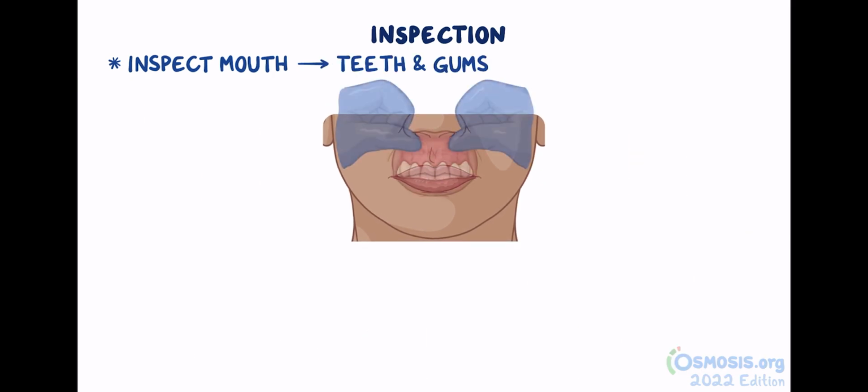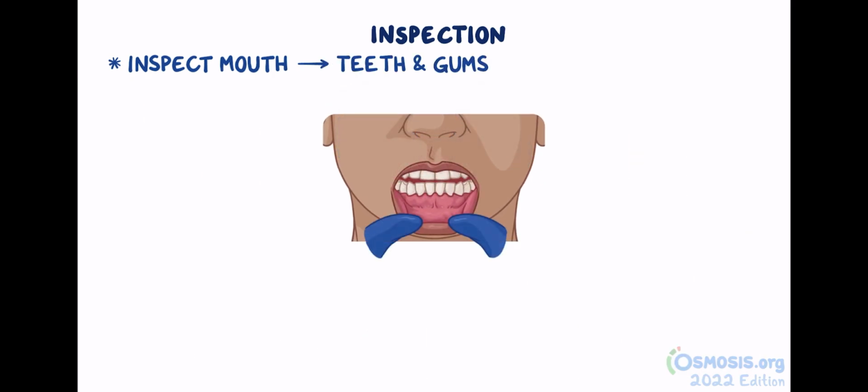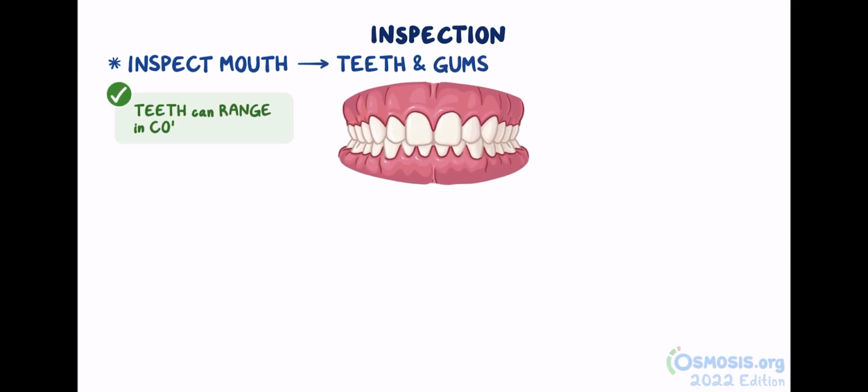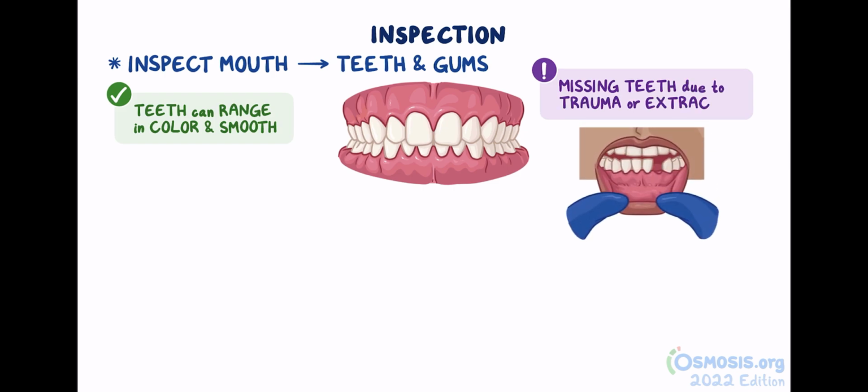Following inspection of the lips, examine the teeth and gums. The teeth can range in color, including white, yellow, or grayish, and they should be smooth without sharp edges. Missing teeth can occur due to trauma or extraction. The gums should be slightly moist and have a distinct border at each tooth. There is a range of expected gum colors depending on skin color.